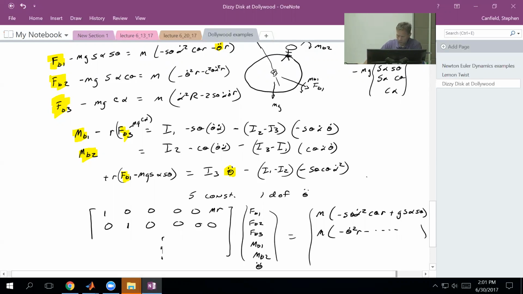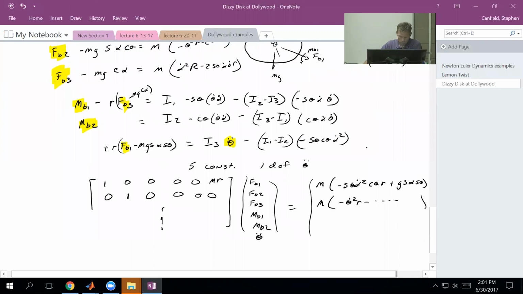So expand that out, and that gives you then equations for all these terms to be considered simultaneously. If we look at the last equation, it is going to give us an r times FB1, 0 times FB2 and 3, 0 times those moments. It's going to give us a negative I3 theta double dot, and then over here I'll get a negative I1 minus I2 times the sine. Those negatives are going to cancel, so sine theta cos theta alpha dot squared plus RMG sine alpha sine theta.